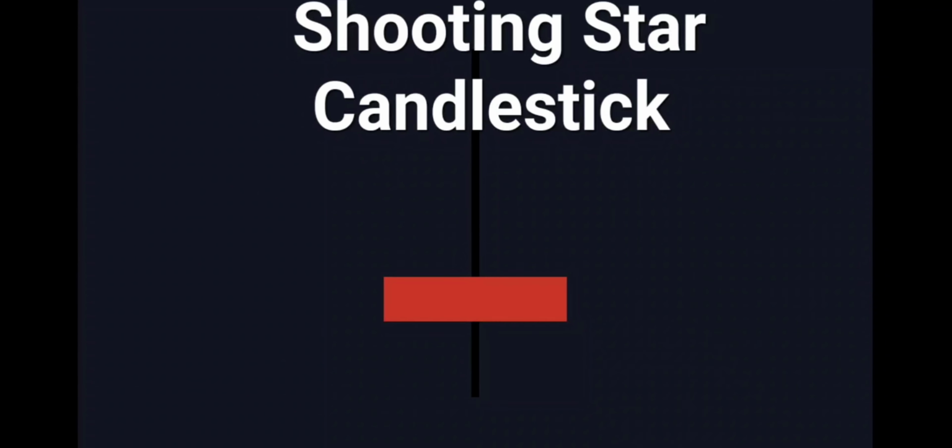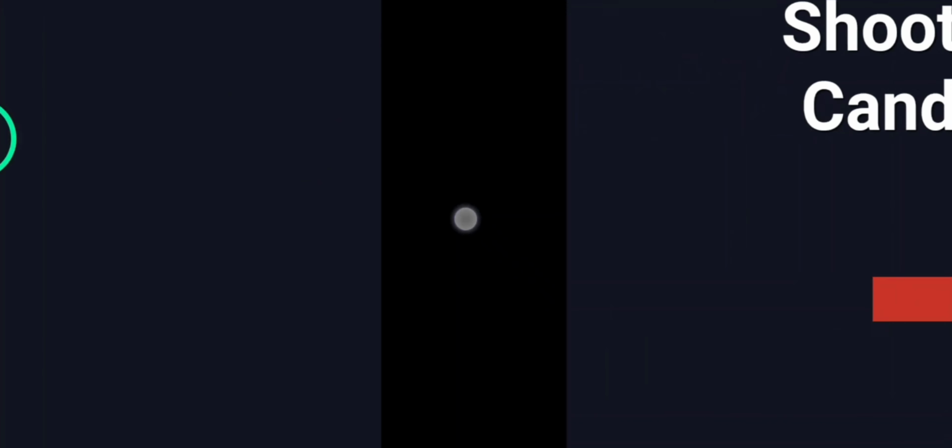Shooting star candlestick. What is the shooting star candlestick? The shooting star candlestick is just like the hammer, but it has a small wick on the other side of the candle. As you can see, we have the body here. We have the large wick and the small wick on the other side. Let's get into some examples.